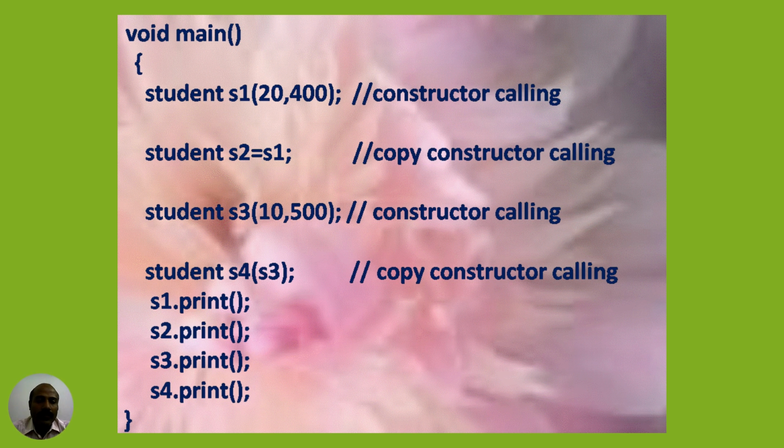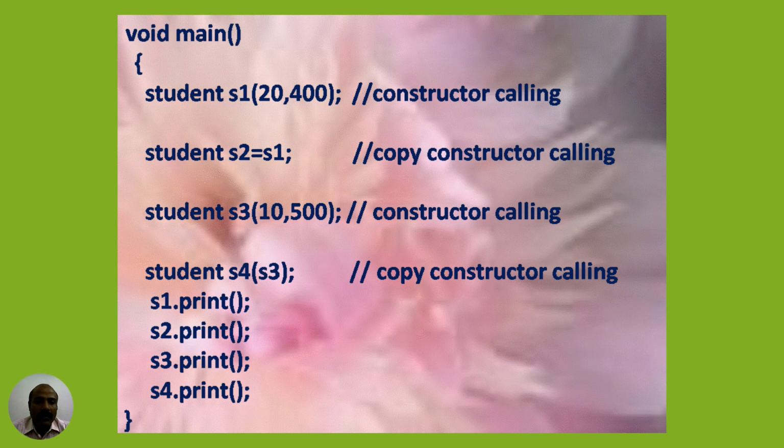Then starts the main function. The constructor declarations end, so we put a semicolon and we go for the main function. Here the class name is student, and we create an object of the class student, that is S1. S1 is the object. That object has two values, 20 and 400. It is called constructor calling.